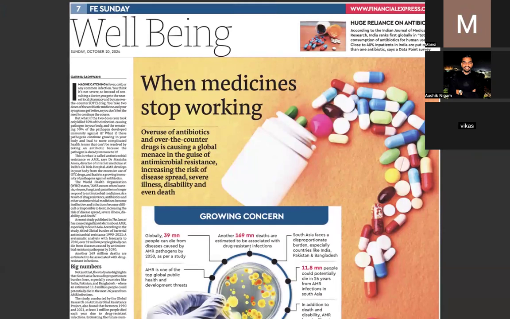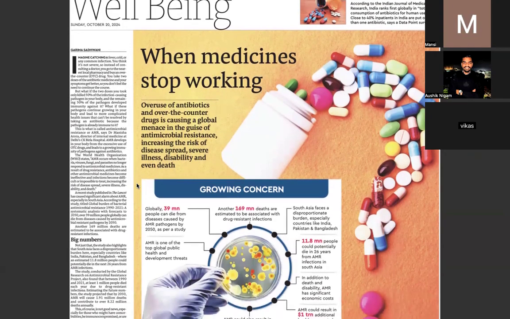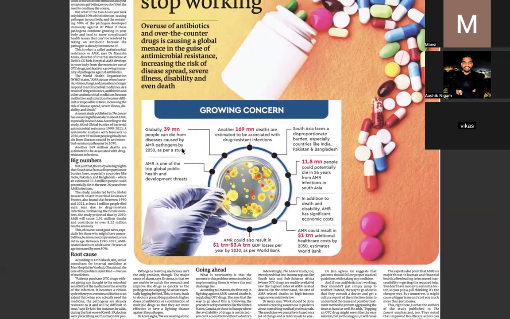So when medicines stop working, so talking about the antibiotics resistance. So even huge reliance on antibiotics is causing a problem. So overuse of antibiotics, over-the-counter drugs, easy availability is causing a global menace in the guise of antimicrobial resistance, increasing risk of disease spread, severe illness, disability, even death. So here we have all the facts and the numbers. We can go through them.